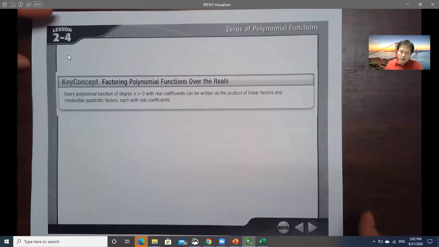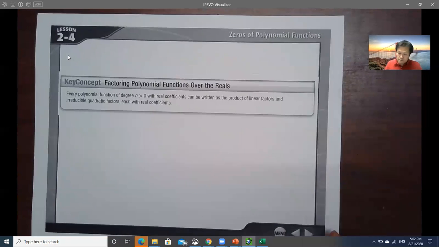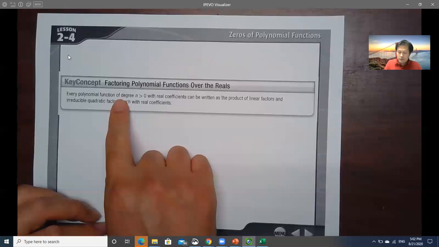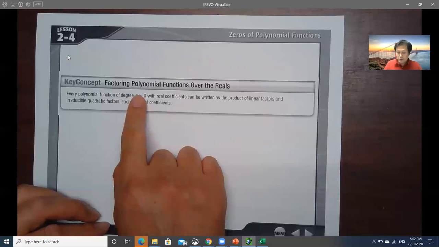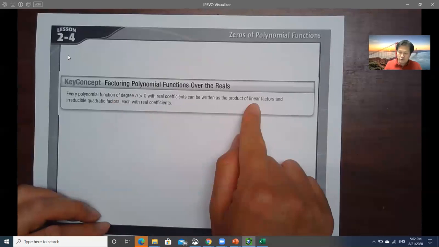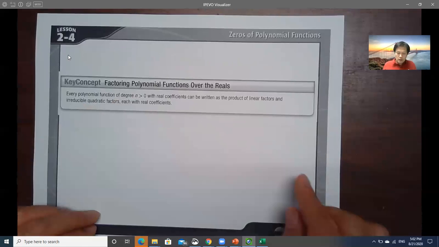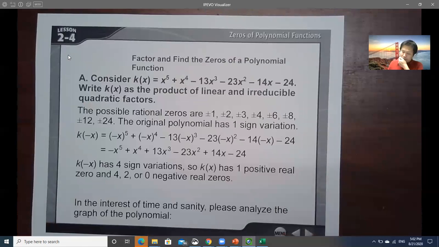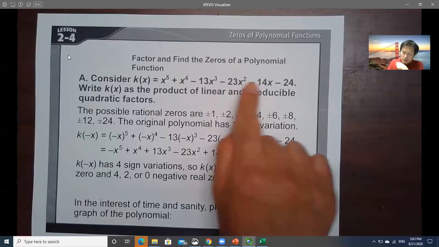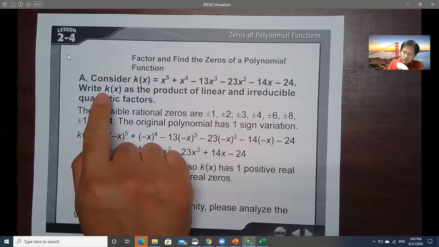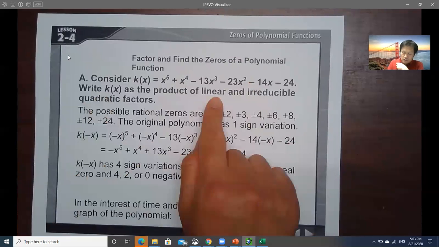Okay, factoring polynomial functions over the reals. Every polynomial function of degree n greater than 0 with real coefficients can be written as a product of linear factors and irreducible quadratic factors. Okay, so we have this example here. Consider this: write k of x as a product of linear and irreducible quadratic factors.